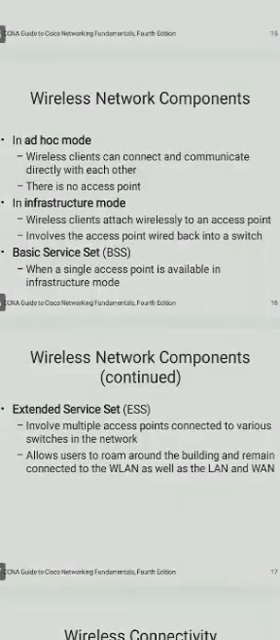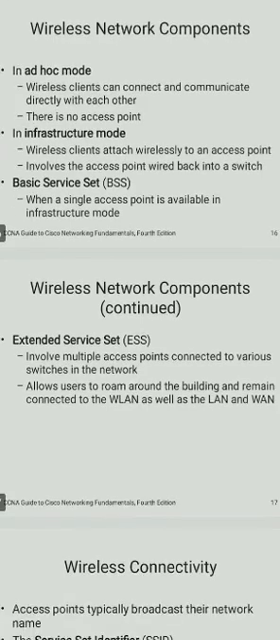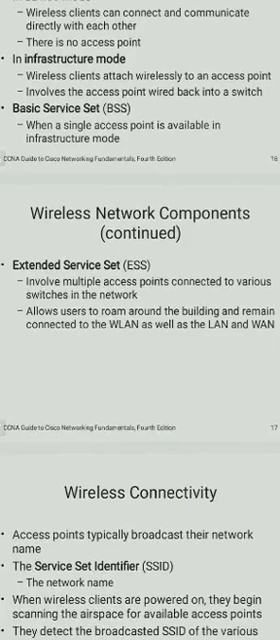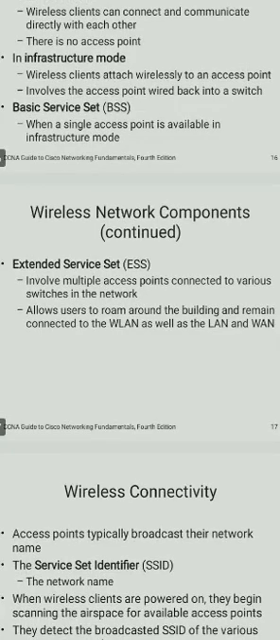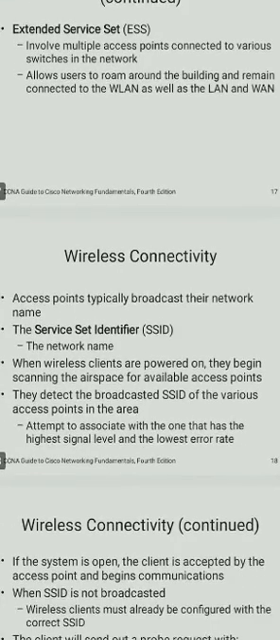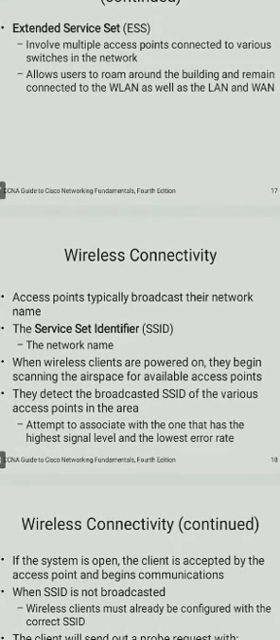A basic service set, or BSS, is when a single access point is available in infrastructure mode. An extended service set, or ESS, involves multiple access points connected to various switches in the network. It allows users to roam around the building and remain connected to the WLAN as well as the LAN and WAN. Now, wireless connectivity. Access points typically broadcast their network name, the service set identifier or SSID.